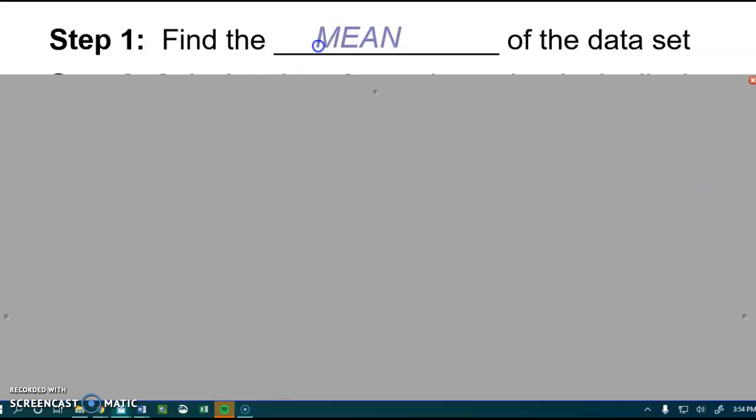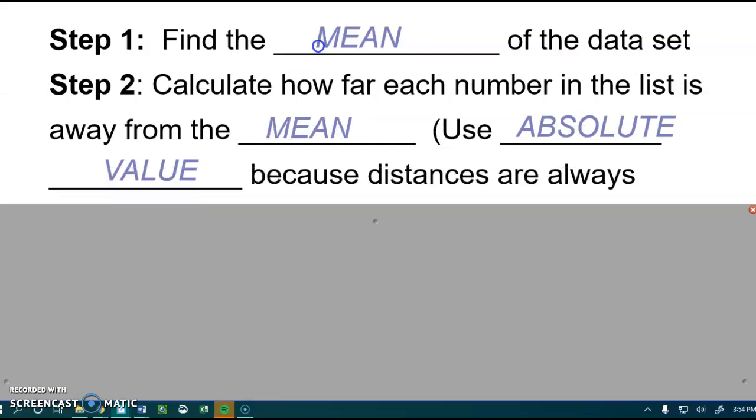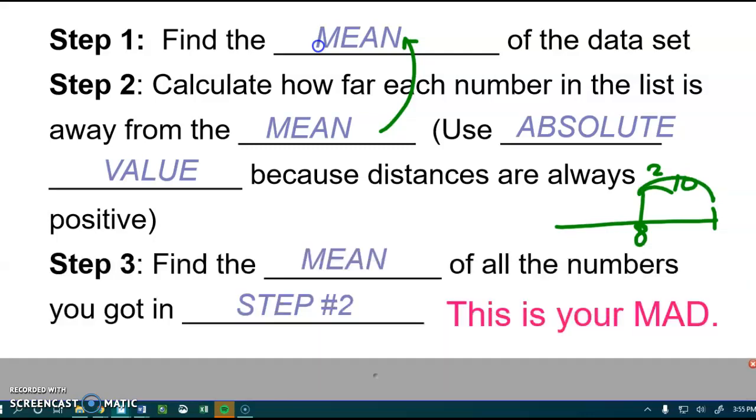Step 1, if you're asked to find the MAD, find the mean of the data set. Whatever your list of numbers is, add them up, divide by how many numbers you have, and find that mean. Step 2 is to calculate how far each of the numbers in your list is from that mean you just got in step 1. You're going to use the absolute value because distances are always positive. So if the average is 8 and you have 10 in your list, that's 2 away, so you would write down 2. If you have 18 in your list, then that is 8 away. You're just looking at each number in your list and asking how far away it is from the mean that I calculated in step 1.